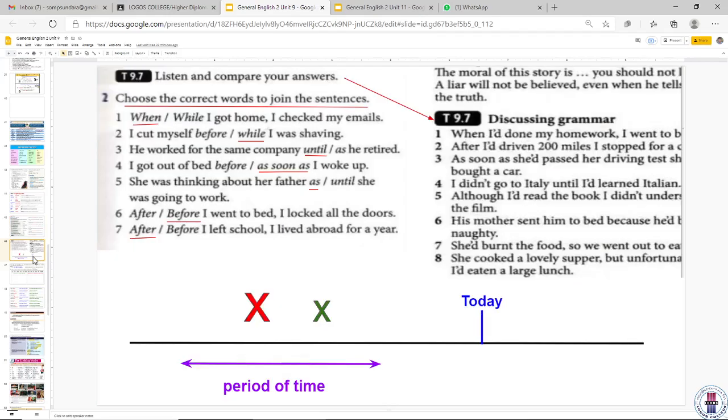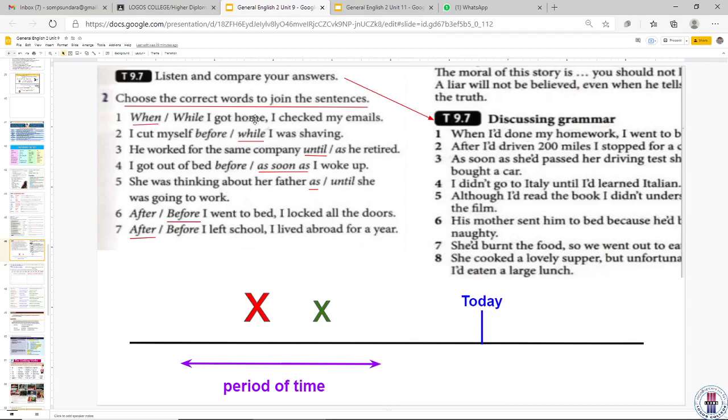Next exercise, exercise 2. I chose the words for you, but I want you to look at this timeline down here. Maybe this will help you with while and when. Some people are confused with while and when. All right. Look at number 1.